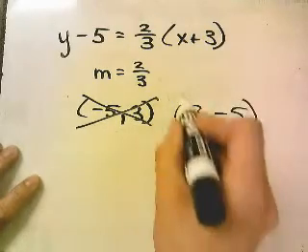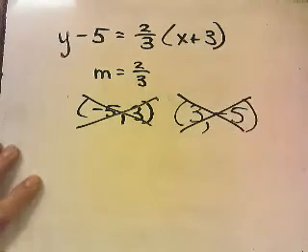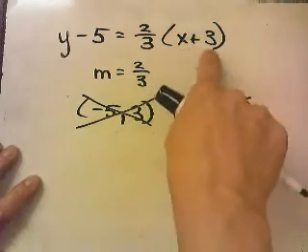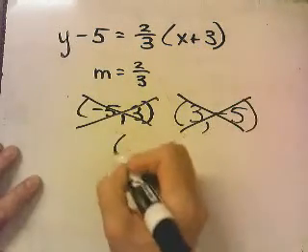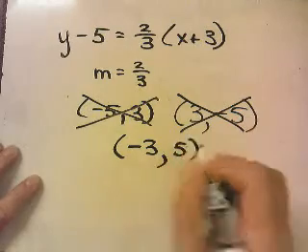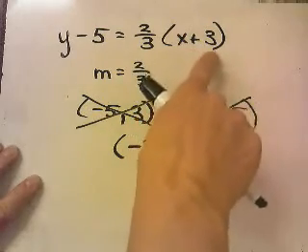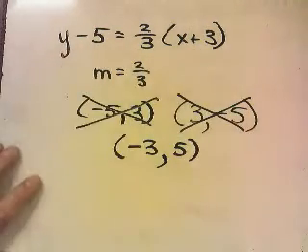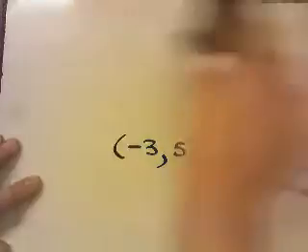But then you think, no, I remember that Mrs. Chemris told me you will see the opposite of the point. So the actual point here is -3, 5. You take the opposite of what you see with x and the opposite of what you see with y. Now let's try another one.